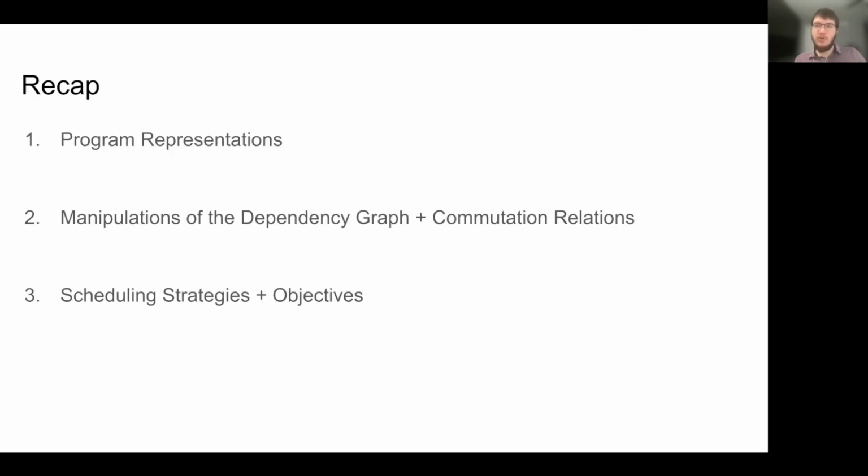Okay, let's just do a quick recap. So today we've covered several important concepts related to program scheduling. First, we covered representations of input programs, converting input programs into something more workable in the form of dependency graphs. Next, we covered manipulations of this representation to simplify the graph for scheduling, and how to account for commutativity to give the scheduler more options in which gates to choose. Finally, we covered some simple scheduling strategies in detail and others at a very high level. In the next lecture, we'll cover more of this.